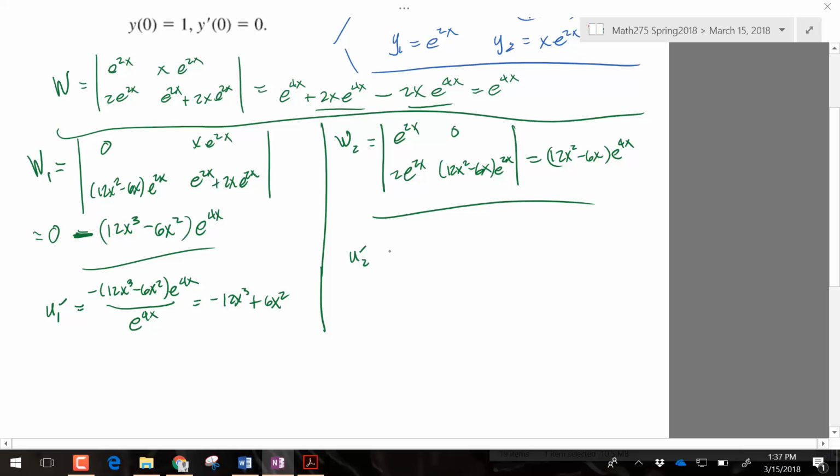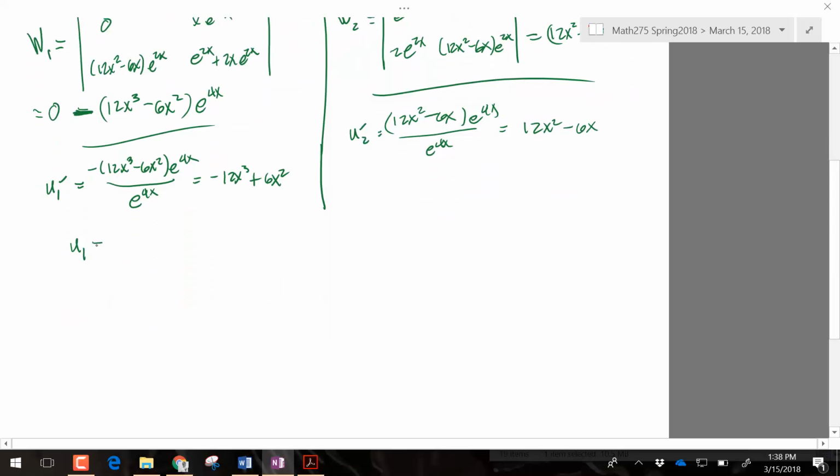And then the u2 prime is going to be the same. Yeah, 12x squared minus 6x e to the 4x divided by e to the 4x. So they would cancel and you get 12x squared minus 6. Okay?